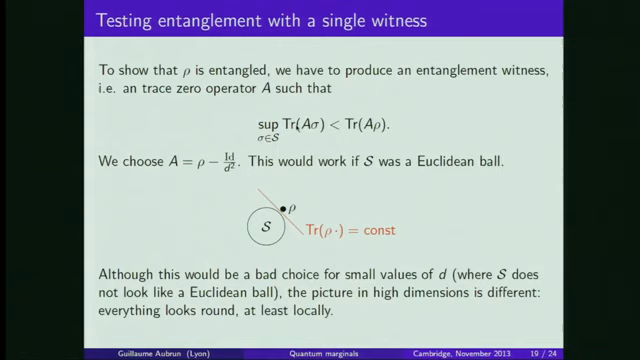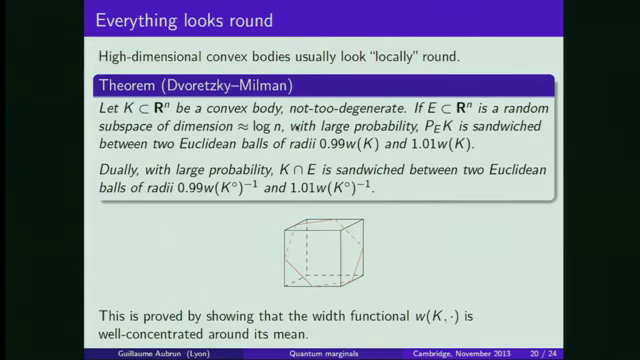We are going to use as a witness the state rho itself, or rather rho minus identity over d squared, if you want to have a trace zero operator. This would always work if S was the Euclidean ball, and this will be typically bad in low dimensions. But in high dimensions, there is somehow a dogma that everything looks round if you look at it locally. So maybe the most famous result is the Dvoretzky theorem, which explains how high-dimensional convex bodies look locally round.